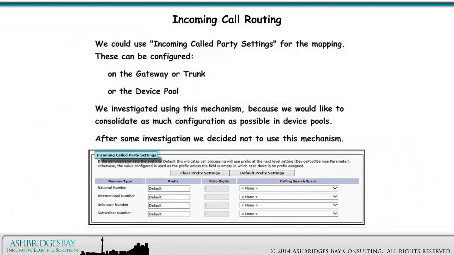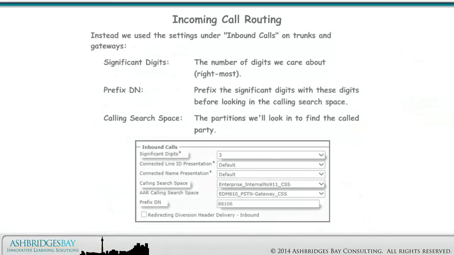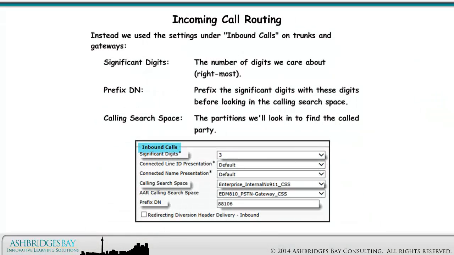We could use incoming called party settings for the mapping. These can be configured on the gateway or trunk or the device pool. We investigated using this mechanism because we would like to consolidate as much configuration as possible in device pools. After some investigation, we decided not to use this mechanism. Instead, we use the settings under inbound calls on trunks and gateways.